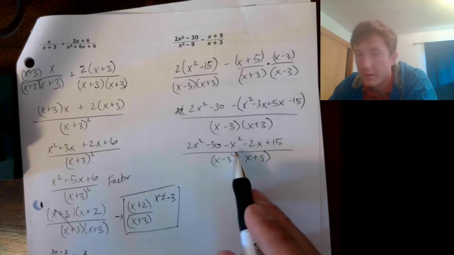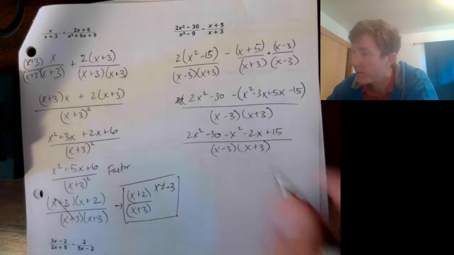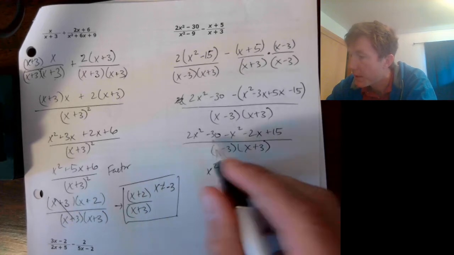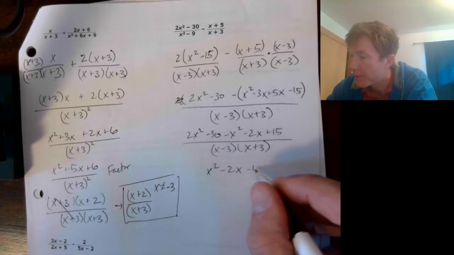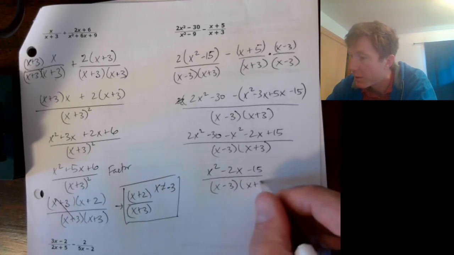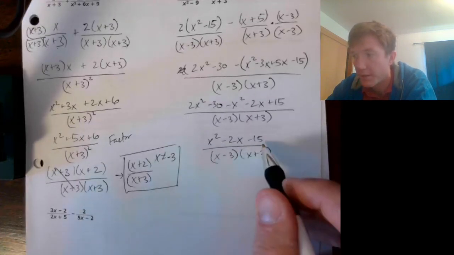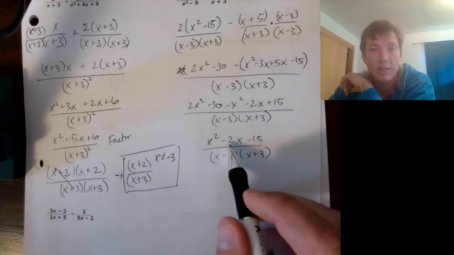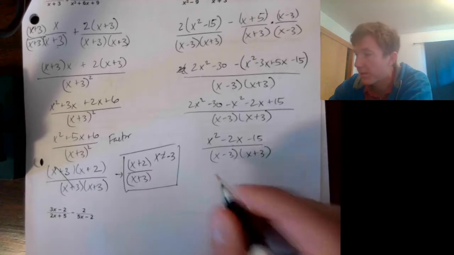Now I'll get to combine the last things here. 2x squared minus x squared, that's x squared. Minus the 2x, minus 30 plus 15 is minus 15. All over the same. And then let's see if we can factor this. Factors of 15 are 3 and 5. If I use minus 5 and positive 3, I'll get that minus 2x.